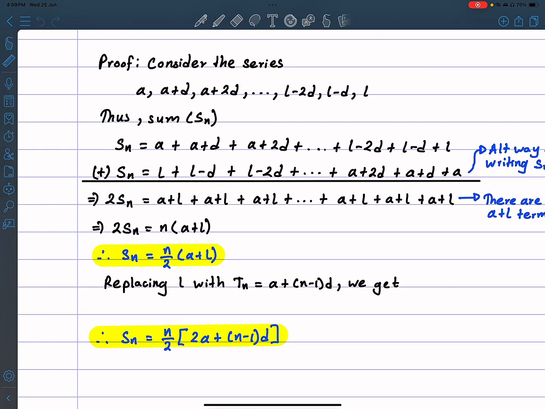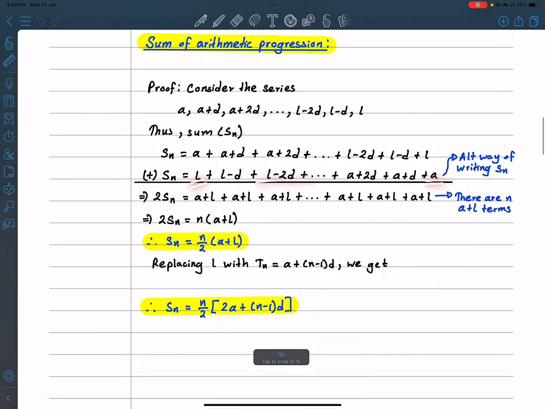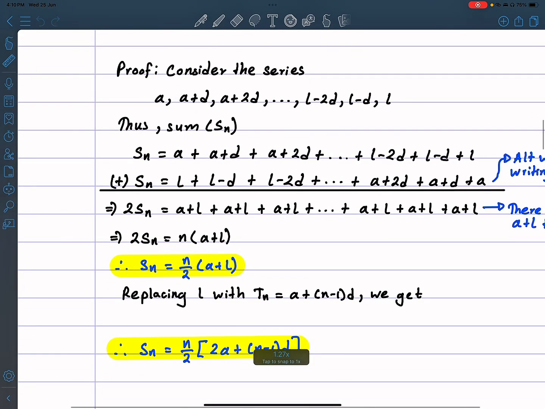We will first write this starting from a and ending with l. And then we will write this again starting from the last term and ending with a. So there are two ways of writing it. If we add everything on the left-hand side and on the right-hand side, we see a certain pattern.